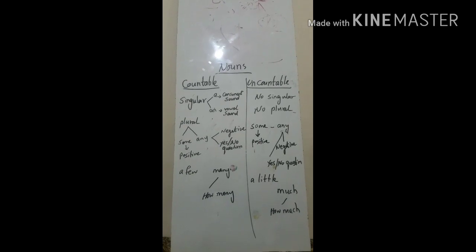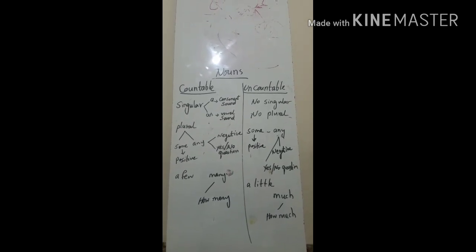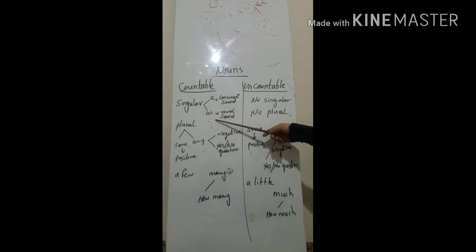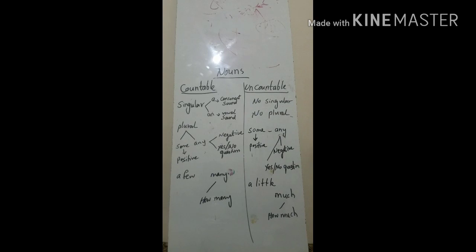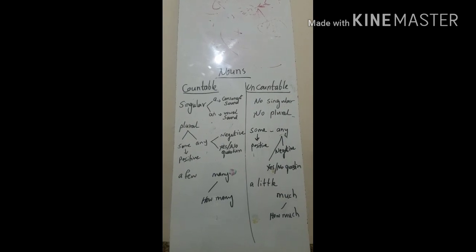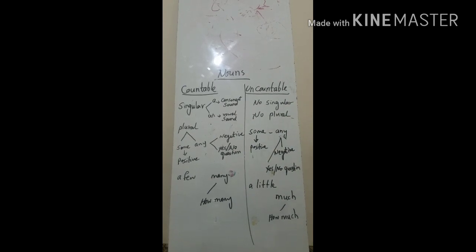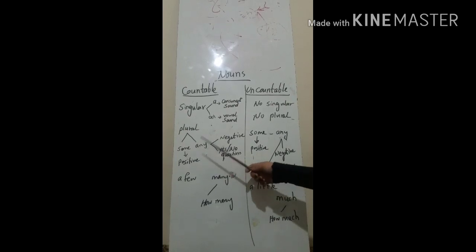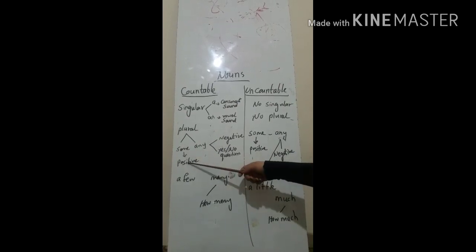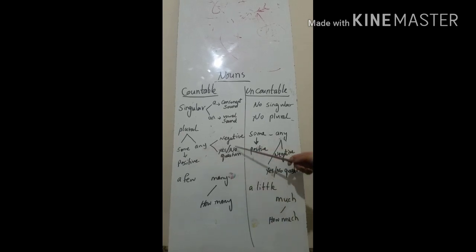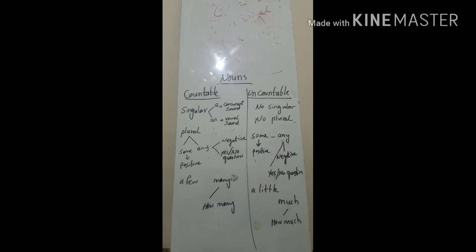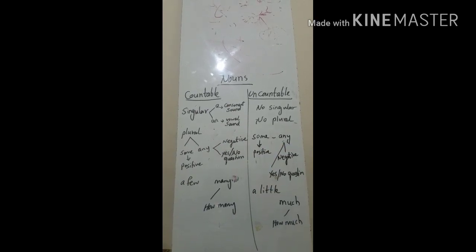But what is the usage of the countable or uncountable? If it is countable singular, I can use a or I can use an. As you know, a is used with sounds of consonants and an with sounds of vowels. The plural means s, es, ies, and so on, so I have to use some or any. I use some with positive sentences, and any with negative sentences. Also, I can use any in yes/no questions.